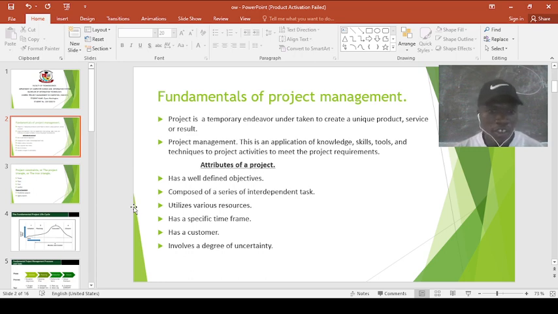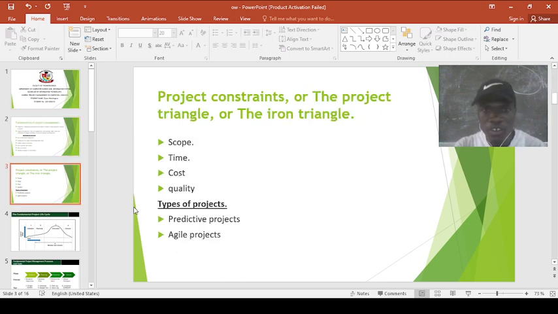It should have a specific time frame, with a beginning and an end. Then it should have a customer. The customer is the end user of the product or the service to be delivered by the project. Then it involves a degree of uncertainty. So this includes the risks and the issues involved during project management.